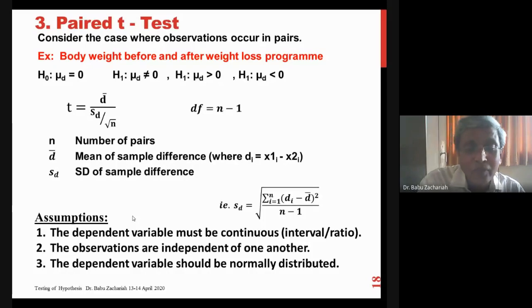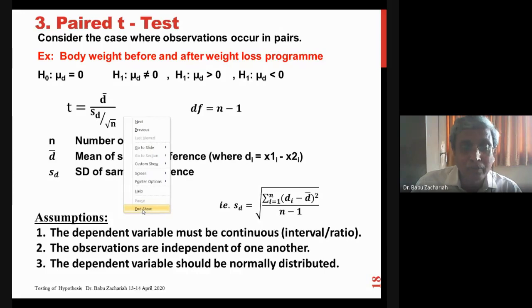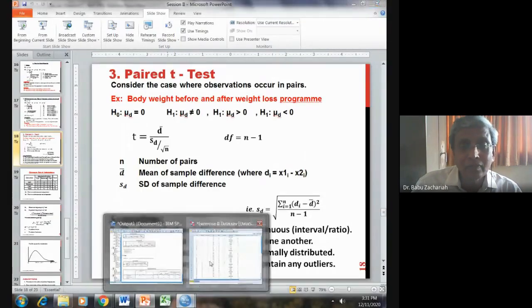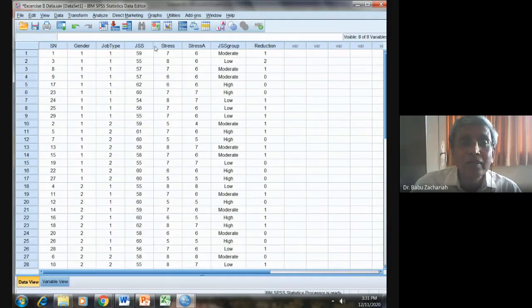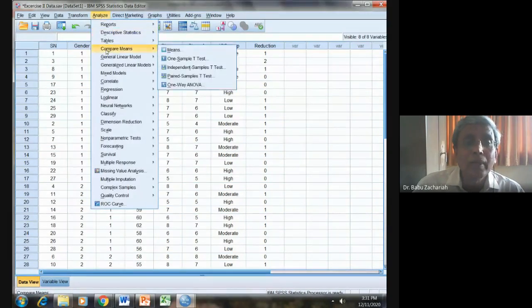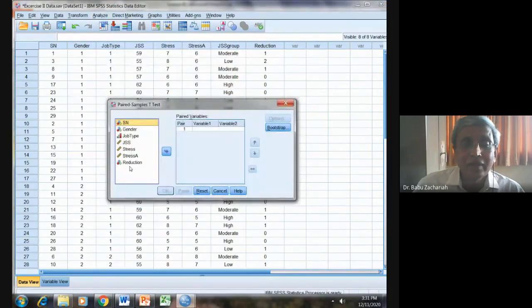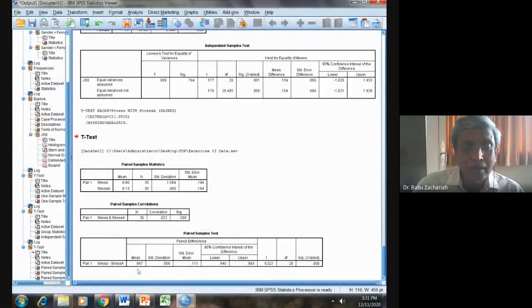So how to verify normality? Already I have told you. So we'll go back to this one and perform that. Whether that stress reduction program was effective, that's the question. So we go to Compare Means, paired samples t-test. Here one variable is old stress, another variable is stress after intervention. Then click OK. It gives the output like this.